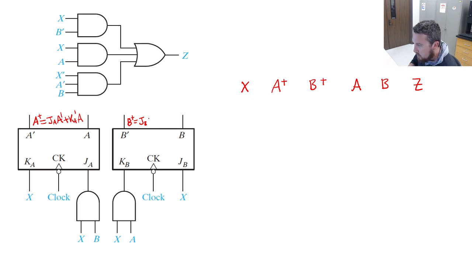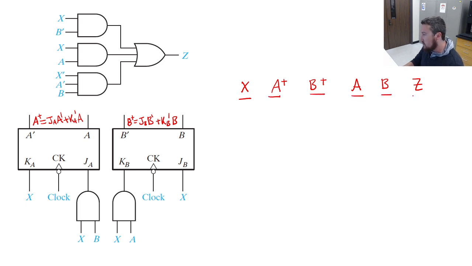So JB and B prime, or KB prime and B. Those are our flip-flop equations for these guys. So let's make our tables here.